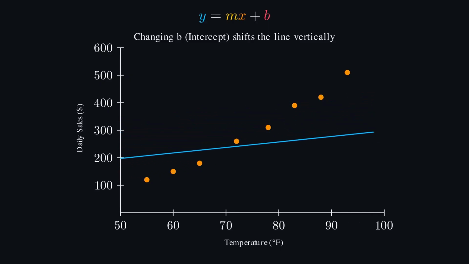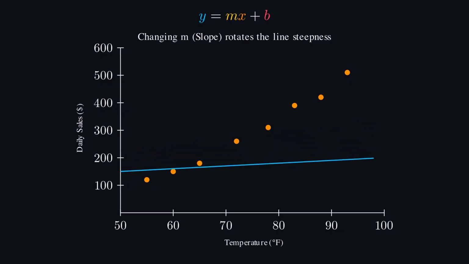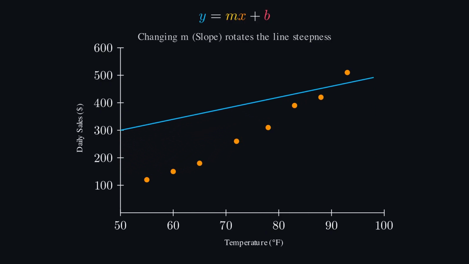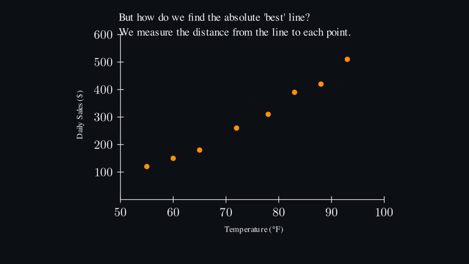And M is the slope, which controls how steep the line is. It tells us how much our sales increase for every single degree the temperature goes up. If we change B, the line slides up and down. If we change M, the line rotates, becoming steeper or flatter. Our entire goal in linear regression is to find the perfect value for M and B so the line fits our data as closely as possible.